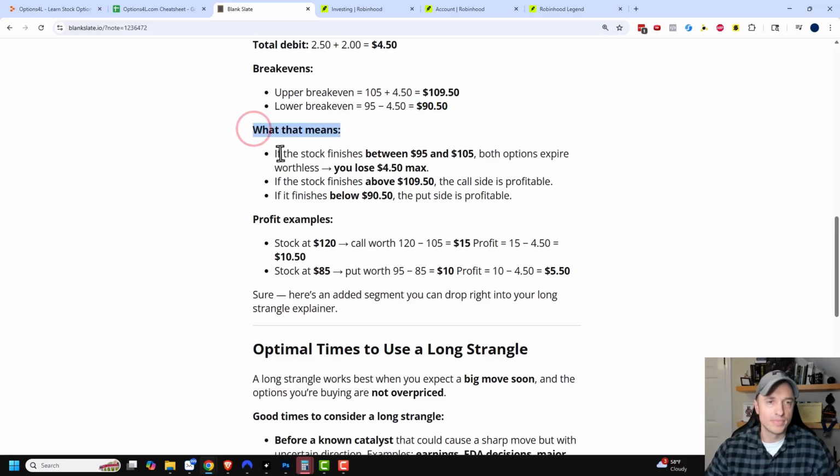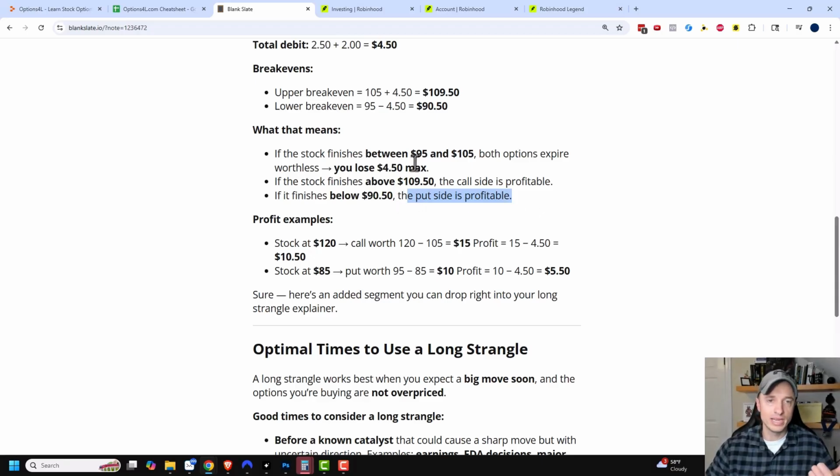So what that means, if the stock finishes between 95 and 105, both options expire worthless. You lose your max $4.50. If the stock finishes above $109.50, the call side is profitable, so your entire trade will ultimately be profitable. If it finishes below 90.50, the put side is profitable and your entire trade is profitable.